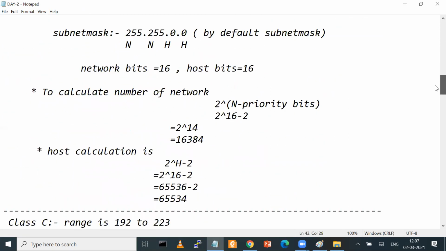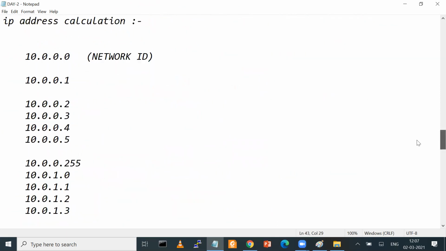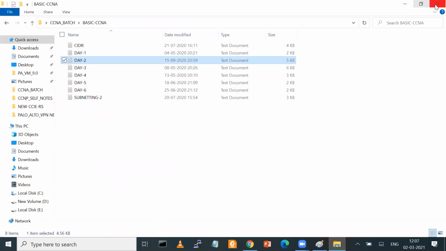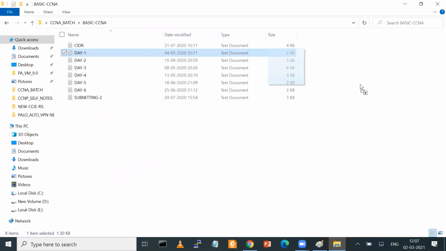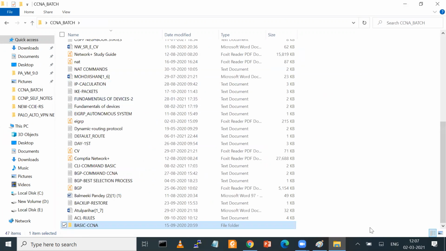Similarly, for class B and class C, you get all these things. So in that order, we have to move gradually. So guys, I'm going to share all these notes with you in the chat, so you can all download the day-by-day notes. I have just shared day 1, day 2, and also sharing some basic PPT.